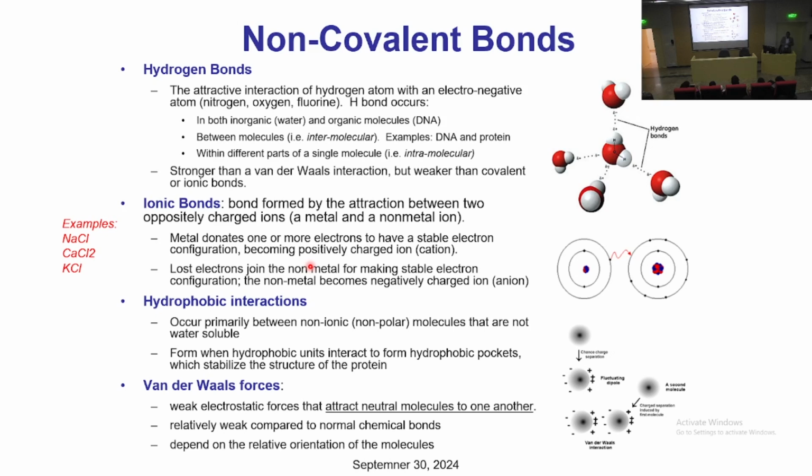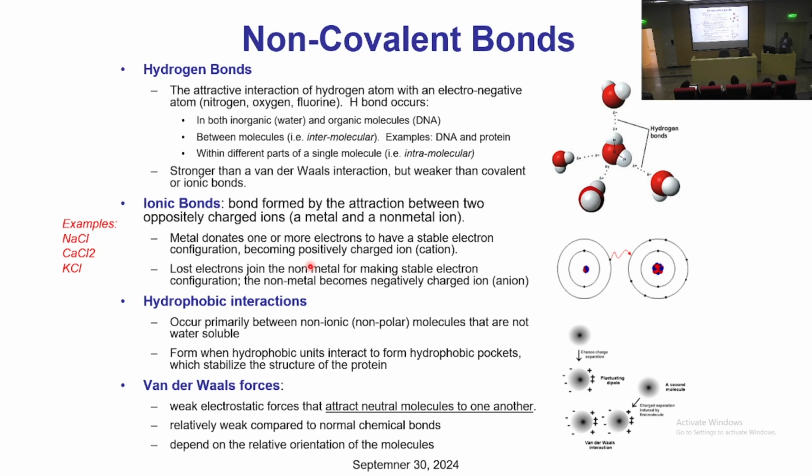Regarding non-covalent bond, we have 4 different types. In covalent bond, it's only one type, just sharing of electrons. In non-covalent bond, we have 4 different types. We have hydrogen bond, ionic bond, hydrophobic interactions, and what we call van der Waals forces. So it is 4 different types of non-covalent bond. And all these different types don't involve any sharing of electrons. So let us go through them one by one.